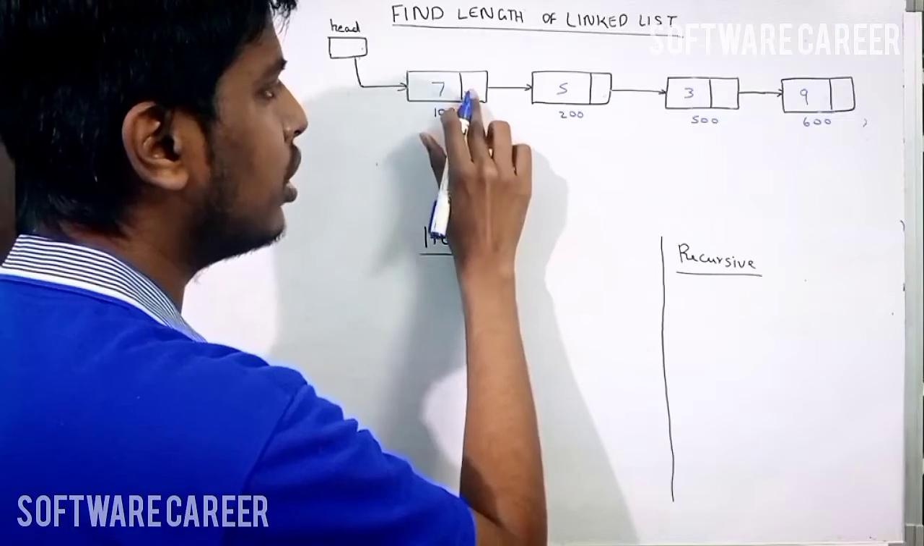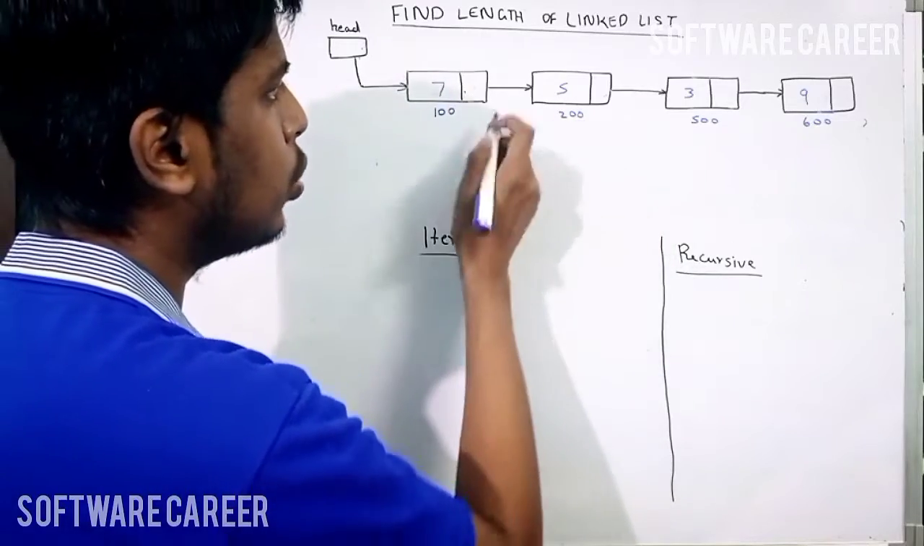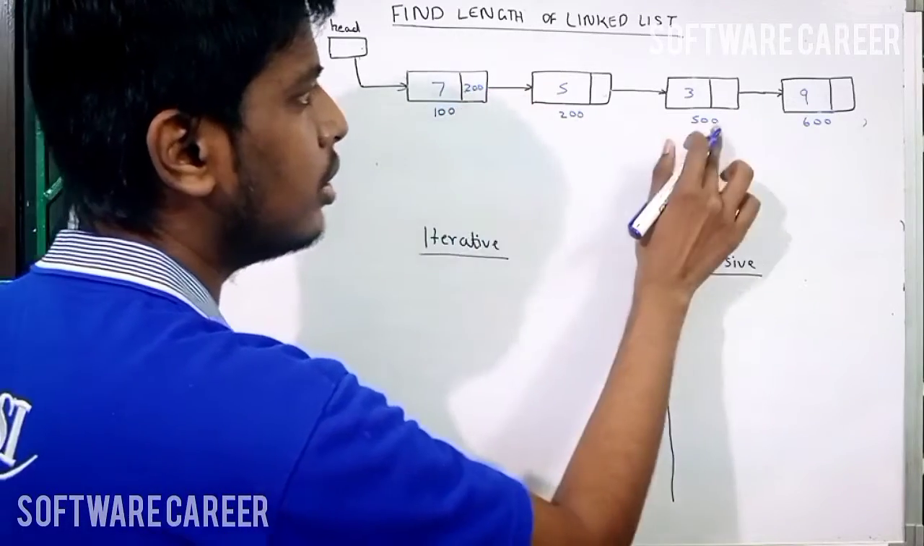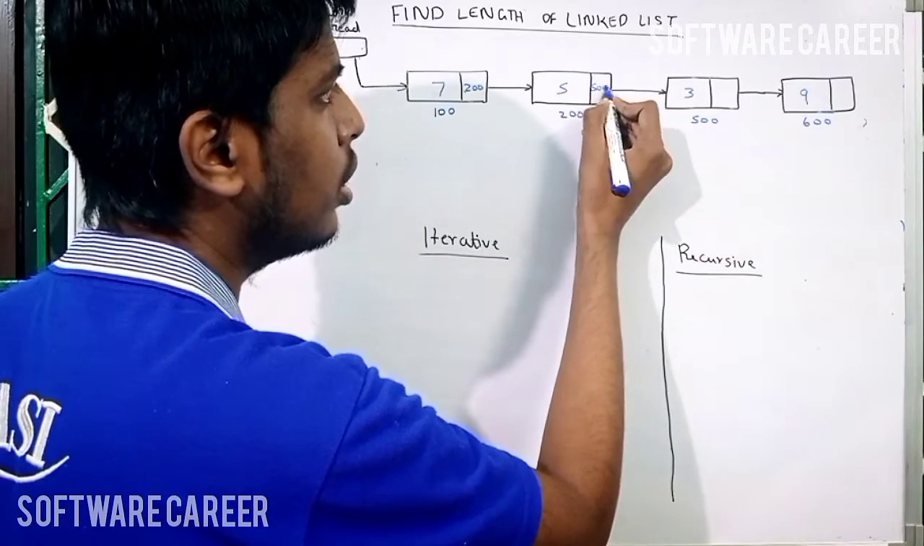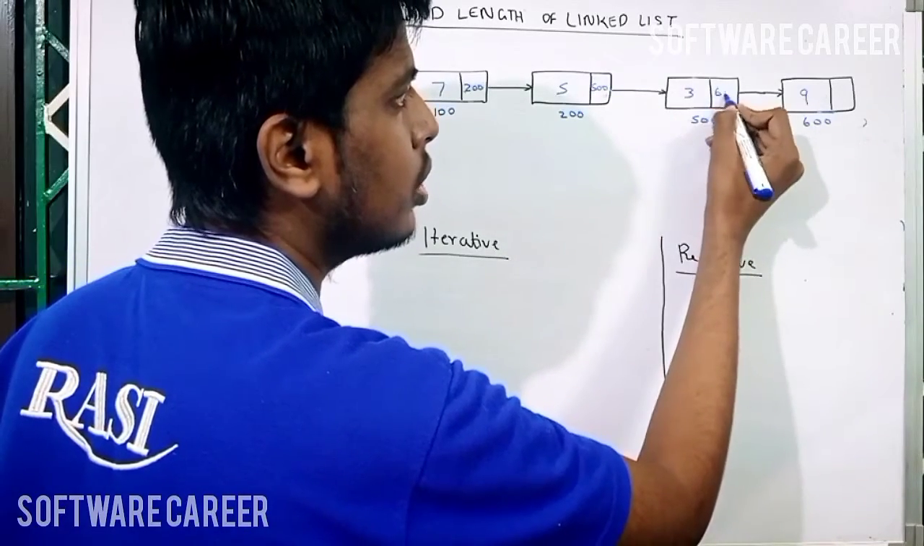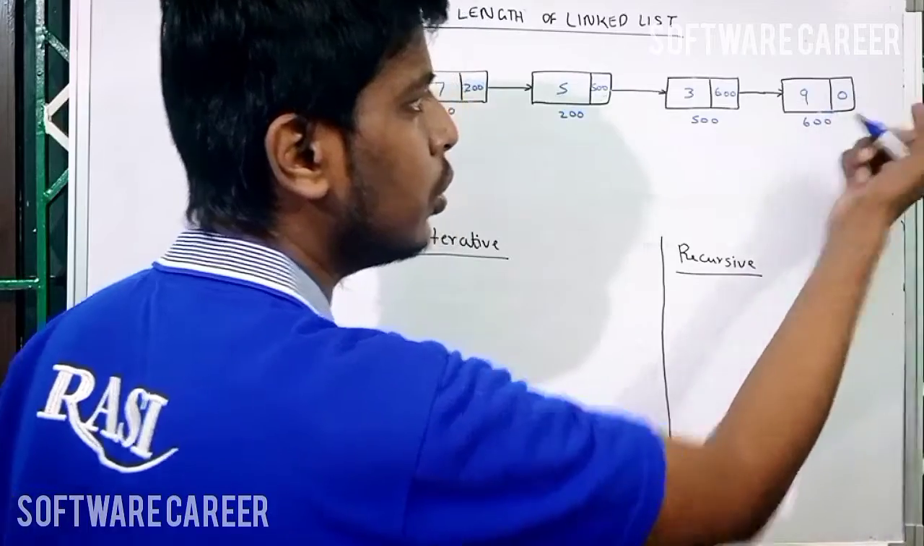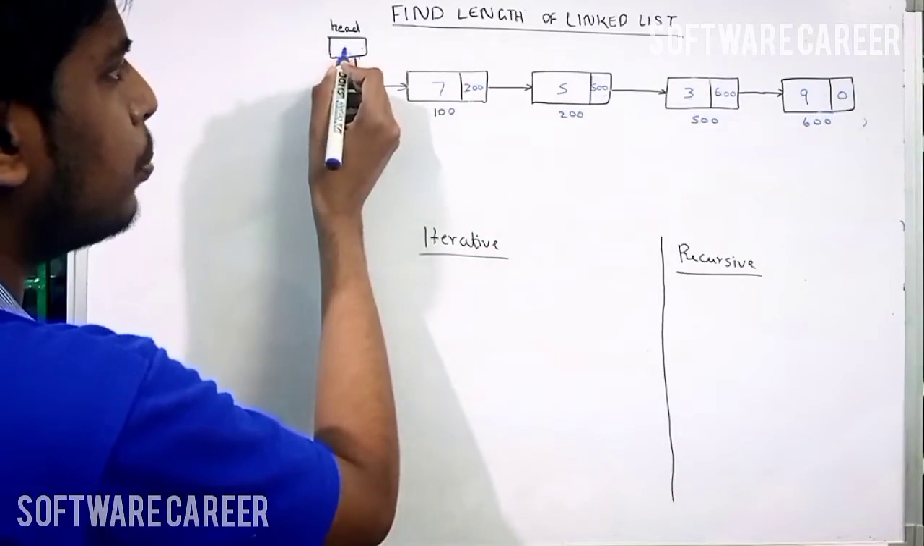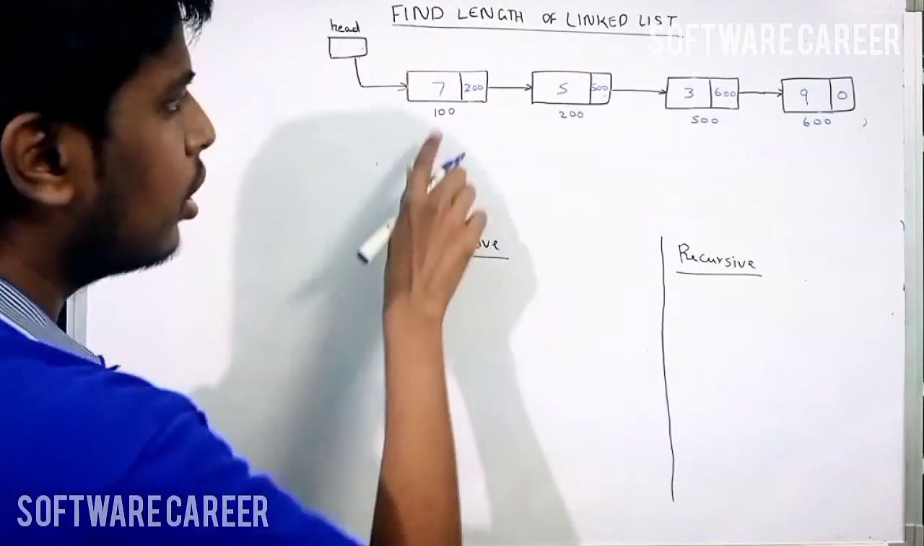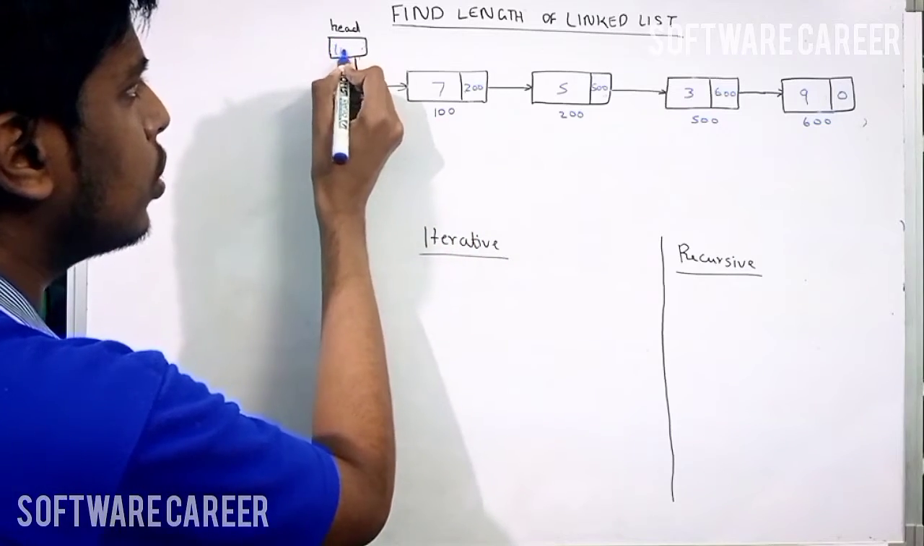In this pointer part I am storing the address of the next node. The address here is 200, so 200 is stored here. The address is 500, so 500 is stored here. Then here 600, so 600 is stored. Here 0, because no node is present after this. Now the head pointer stores the address of the first node. The address of the first node is 100, so 100 is stored here.